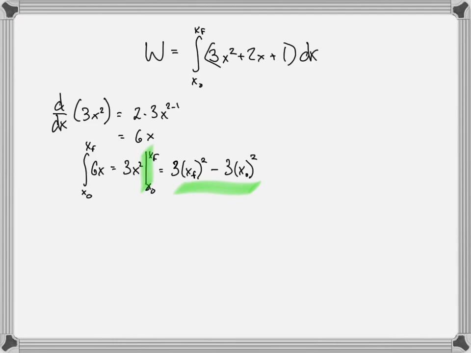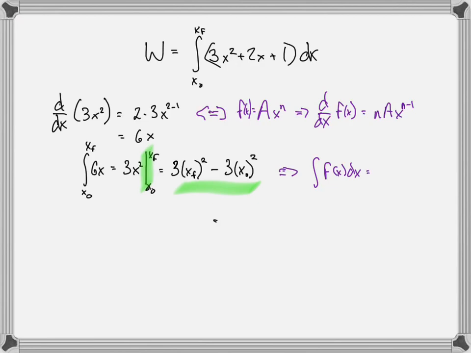Okay, so let's say in general, a general derivative: if we have a function f of x equals ax to the n, then d/dx of f of x is equal to n a x to the n minus 1, right? We pull down the exponent and we subtract 1 from it. Then therefore, the integral of f of x dx is equal to the opposite, right?